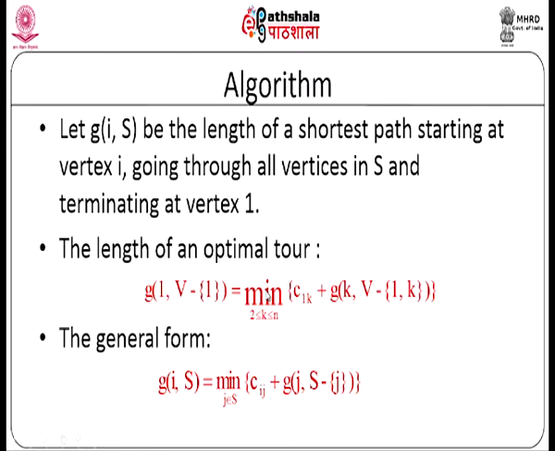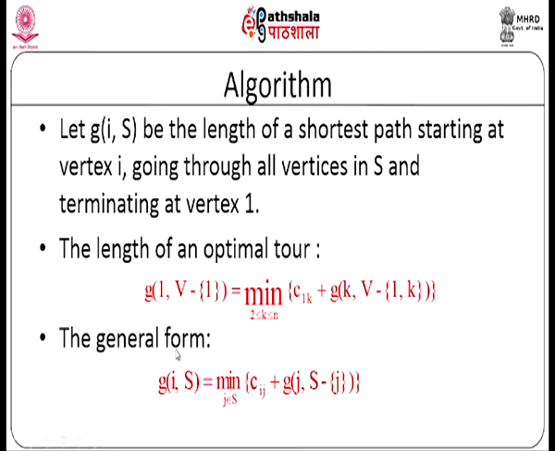It is going to be the minimum over k. k is going to be our intermediate city, and it is the distance from 1 to k plus the function from k, where I have visited already 1 and k. Therefore, I can go to my home via any node except 1 and k. So, the minimum distance is going to be the length of the optimal tour.